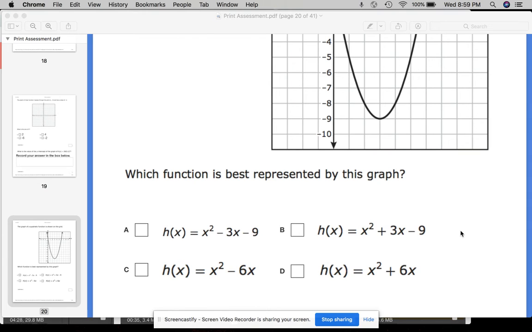A. H of x equals x exponent 2 minus 3x minus 9. B. H of x equals x exponent 2 plus 3x minus 9. C. H of x equals x exponent 2 minus 6x. D. H of x equals x exponent 2 plus 6x.